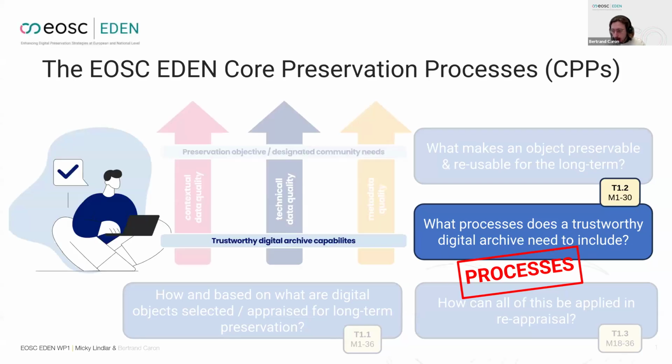So we'll start again with this diagram and remind you that we are trying to answer this question: what processes does a trustworthy digital archive need to include? Work Package 1 is indeed focusing on data and processes, and we are here focusing on the horizontal goal, the lower one, the Trustworthy Digital Archive capabilities.